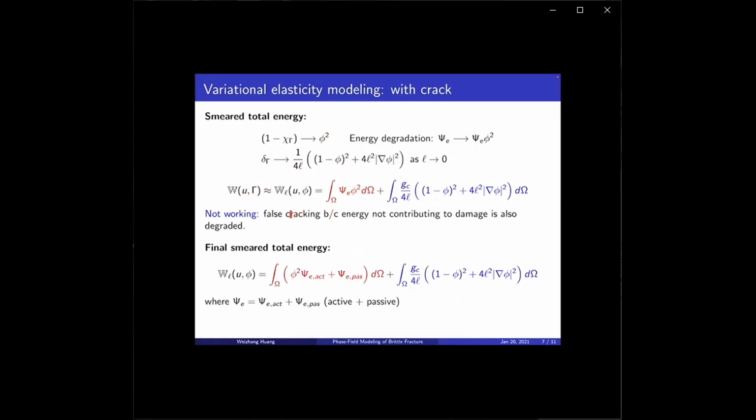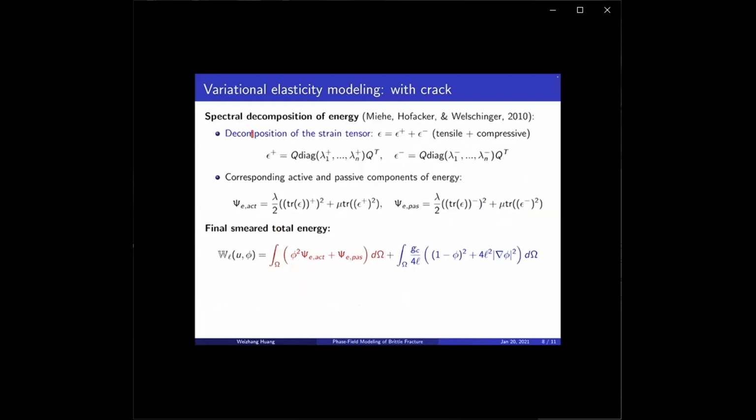Unfortunately, this does not work because it leads to false cracking. The reason is that the energy that's not contributing to damage is also degraded. So one way to avoid this problem is to decompose the energy into active and passive components, and we only degrade the energy with the active component.